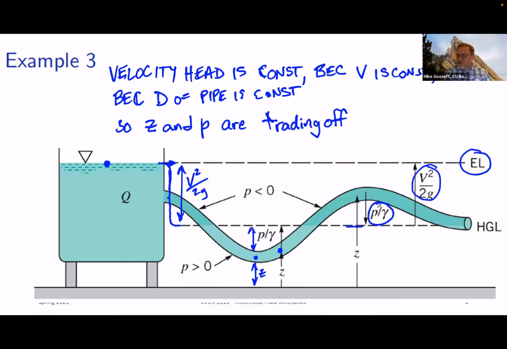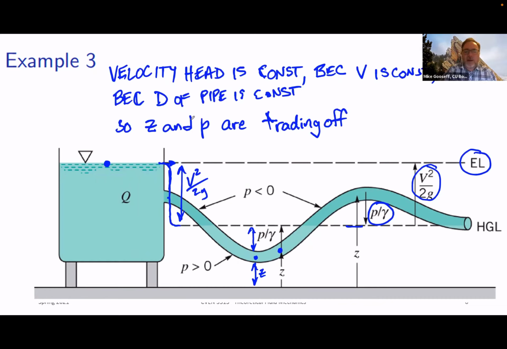Okay, so D of pipe is constant. My goodness. I'm thinking that calling this a writing pad is a little bit of a misnomer.